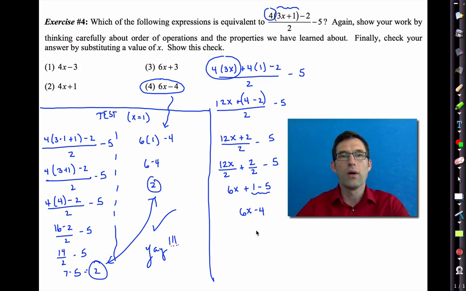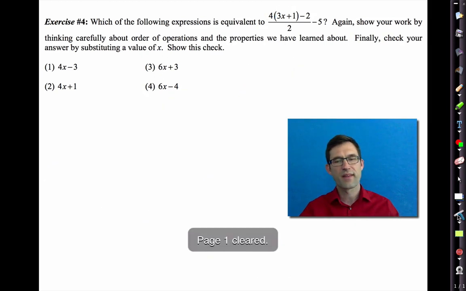All right, wow. And again, what's critical here is that 6x minus 4 and that 4 times 3x plus 1 minus 2 divided by 2 minus 5, they're the same thing. Isn't that remarkable? They're the same. It wouldn't matter what value of x we chose. We chose x equals 1 to test it, but we could have chosen any value of x and they would have given us exactly the same output. All right. So I'm going to clean this up, pause the video. All right, here we go. Let's keep going.